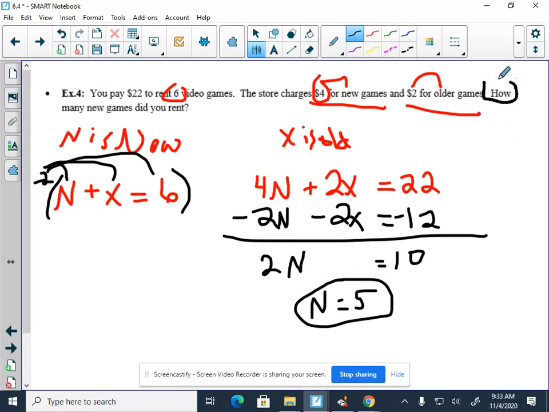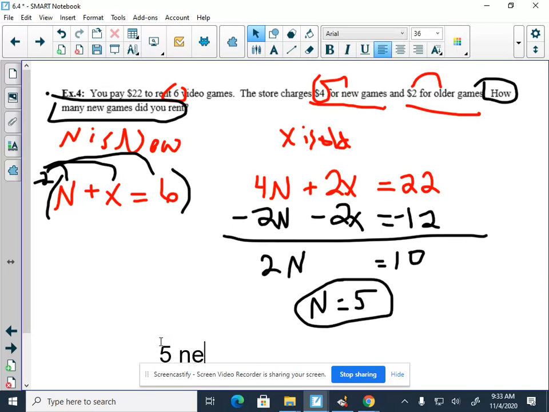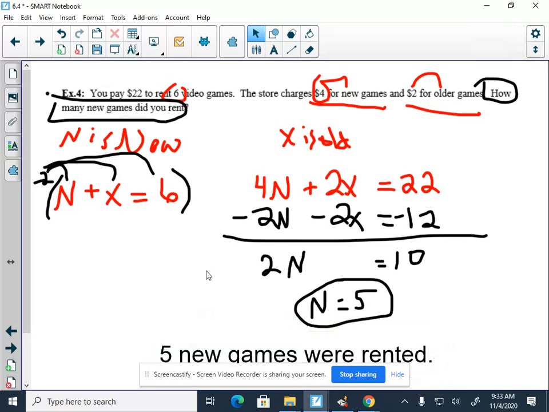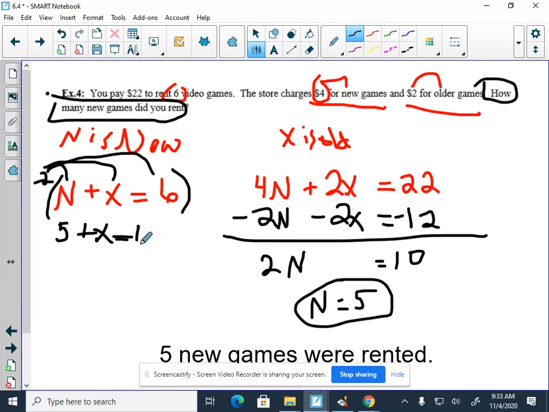Let's go back up and look at the question. How many new games did you rent? Do we have that answer already? Yeah, so we're going to say 5 new games were rented. So we didn't actually have to put it back in. Now, if you're somebody who likes to finish things out, you can always put the 5 in. 5 plus x equals 6. How many old games were rented? 1, because you subtract 5, you're going to get 1 left because they have to add up. 5 plus 1 is 6. So that's 1. Okay? So that's the kind of problems we'll do in this one.